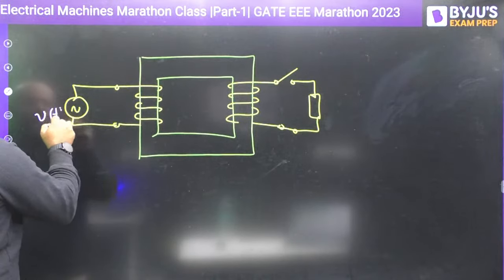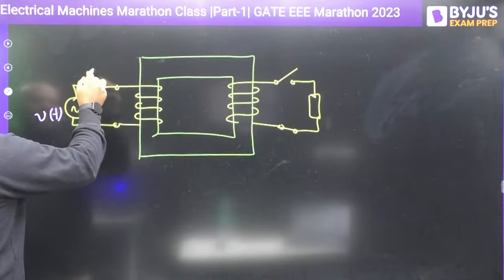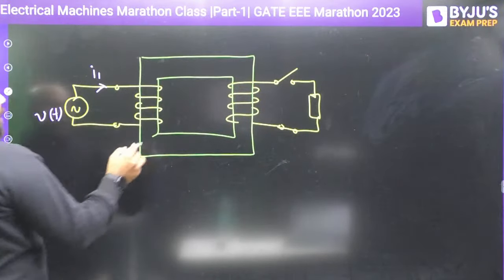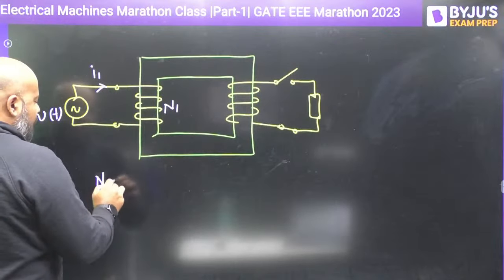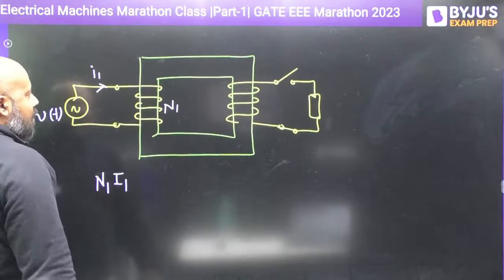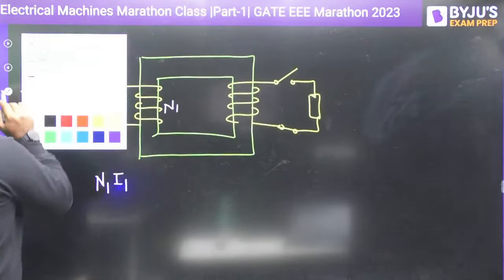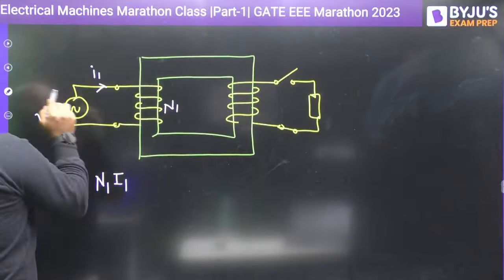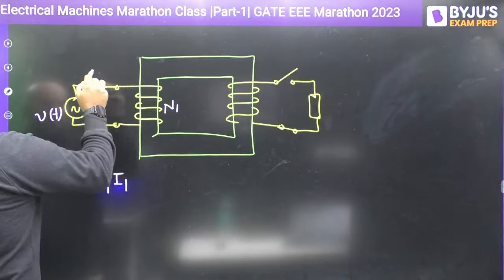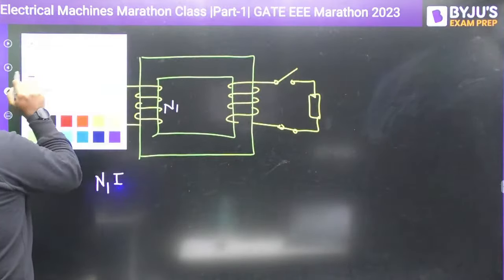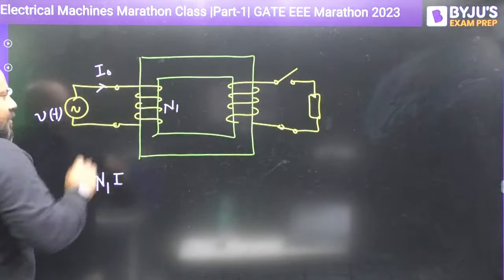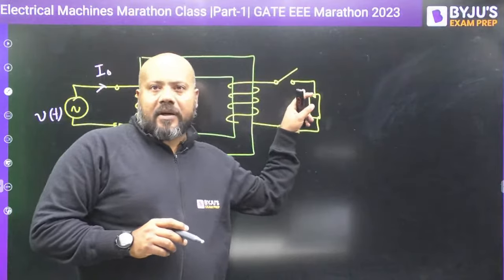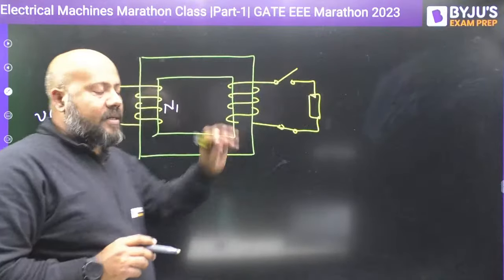This is the voltage source you have connected to the primary, so it will circulate some current I1. This I1 current is flowing with N1 number of turns. It will give rise to N1 I1. Okay. Now suppose I am calling this current as I0. Why I0? Because right now I have not closed the switch at the secondary side.